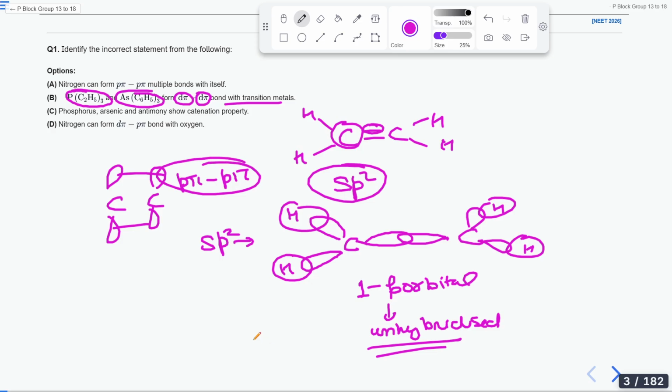Is anyone having any doubt? Tell it to me. This was a very important thing to understand so that you can tackle these questions of p pi d pi and p pi. What is this p pi d pi and all? Anyone having any doubt? Ask it to me.